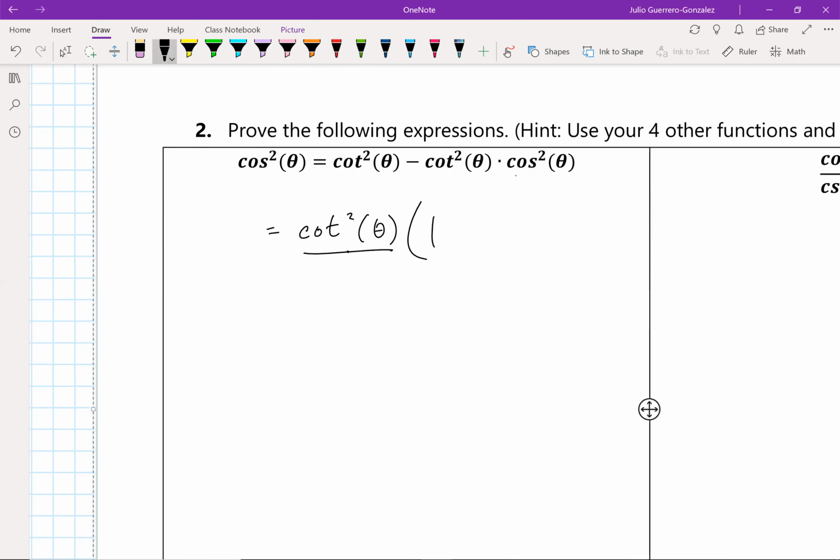So this is equal to 1 minus cosine squared of theta. But like I said, this is asking us to prove that it is equal to cosine squared. So we're not there yet.